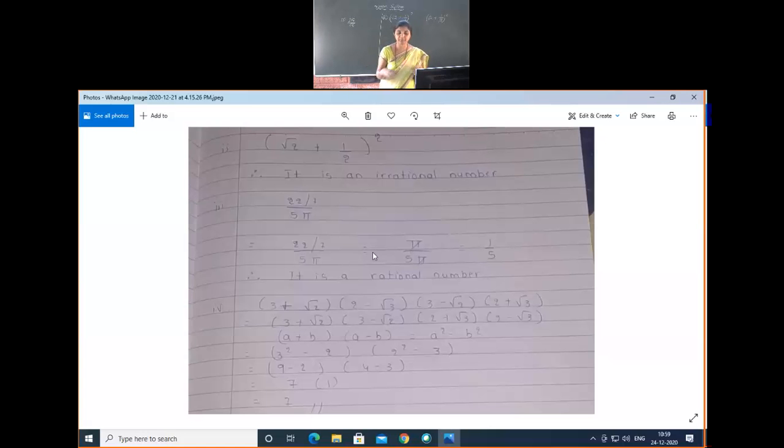Okay, not a problem. That is your wish. You can solve the problem in both ways. So root 2 plus 1 by 2 whole square also you can take, or root 2 plus 1 by root 2 whole square also you can take. Let us work out both the problems, so that it will be clear now.